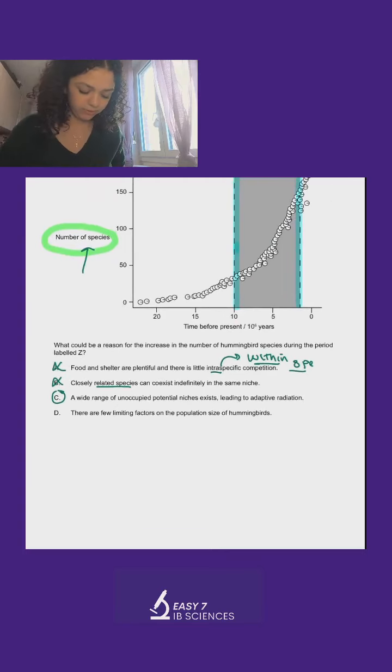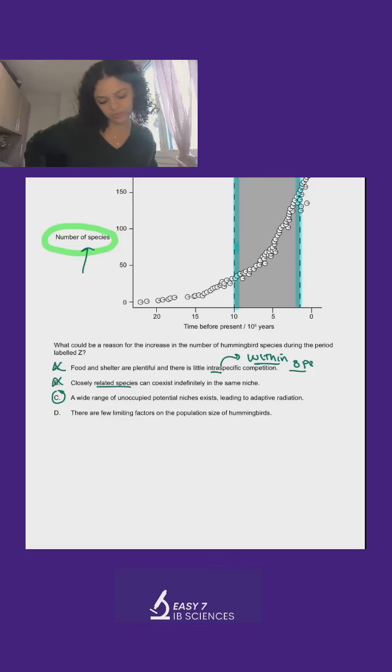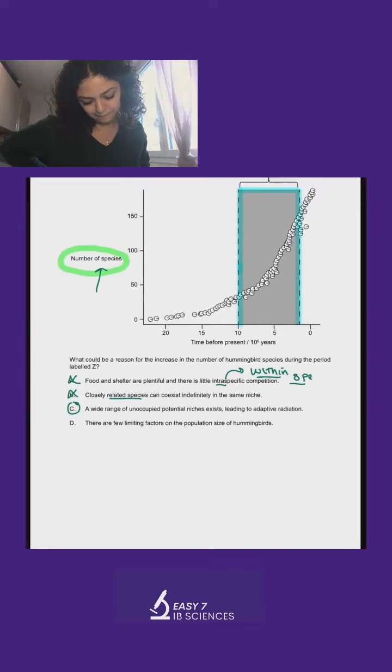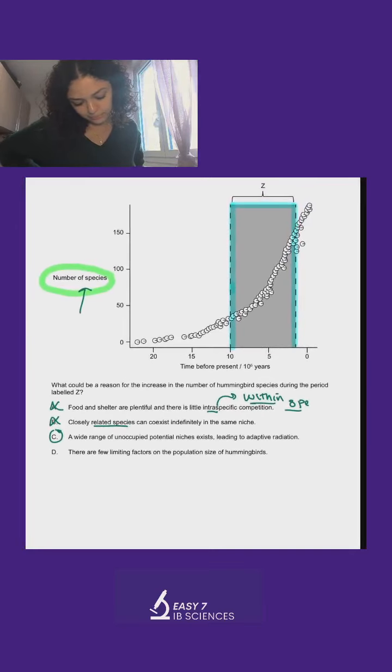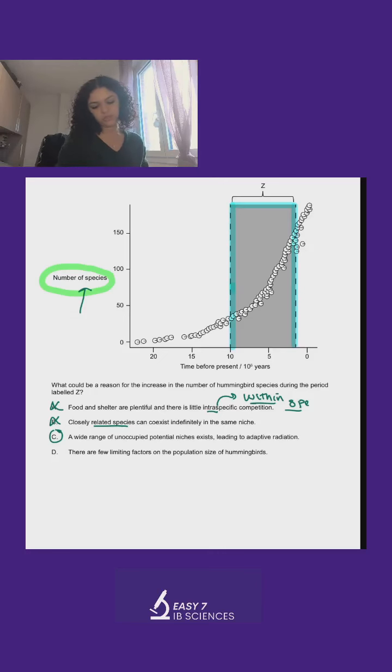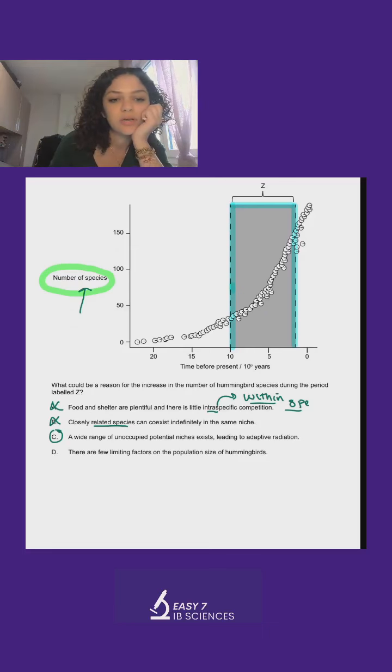D says there are few limiting factors on the population size of hummingbirds. It doesn't really make sense because limiting factors are factors that would affect our population. And can there be few limiting factors? Someone says it's vague. It is very vague. And there's always limiting factors within our population. That's the true fact, right?